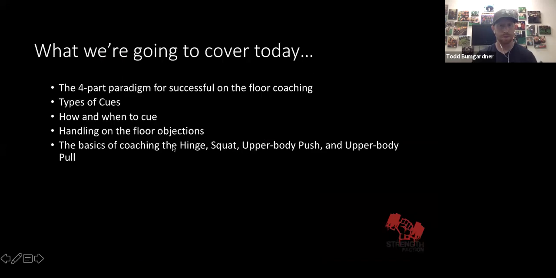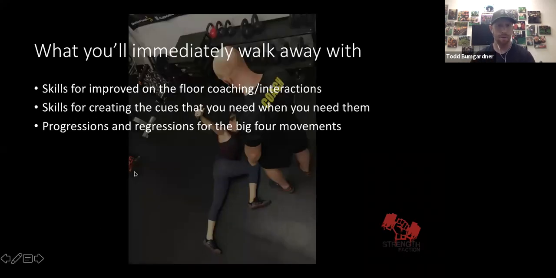All right, so today we're going to walk through everything that we do for on-the-floor coaching. We'll cover our coaching paradigm, the different types of cues which will be built into part of the coaching paradigm, how and when to cue, handling on-the-floor objections, and then the basics of the hinge squat, upper body push, and upper body pull. You'll walk away with skills for improved floor coaching and interactions, a different way to think about how to create the cues that you need, and a more in-depth look at the progressions and regressions that we use for the big four movements.